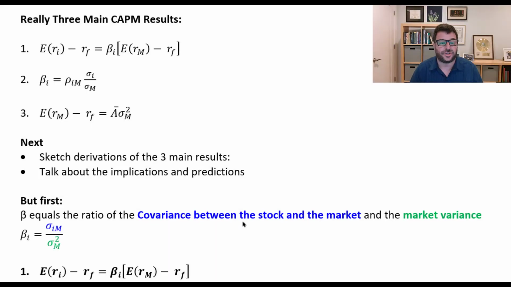So let's sketch the derivation of the three main results of the CAPM. The first is that the expected risk premium is equal to the expected market risk premium times this proportion coefficient. The proportion coefficient is a function of the correlation and the relative risk, and the market risk premium is a function of the average level of risk aversion of all the market participants times the expected risk of the market.